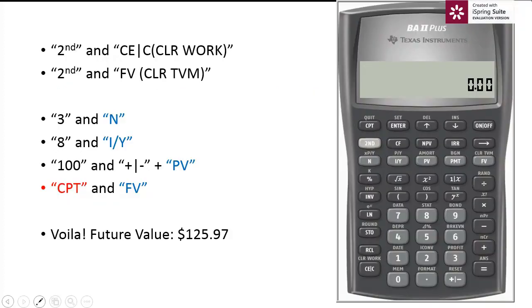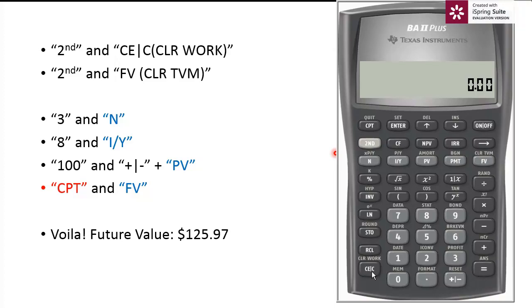Now we will show you how to compute future value by using BA2 Plus financial calculator. Let's clear all previous work by using the second key, which changes the key function to the yellow notations above each key. So we'll hit second and then CE|C to clear all previous work, and second and FV to clear all time values.